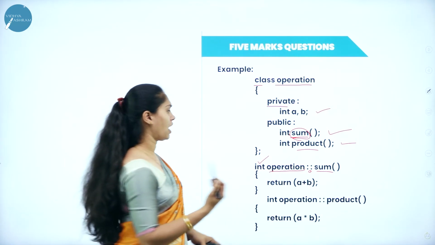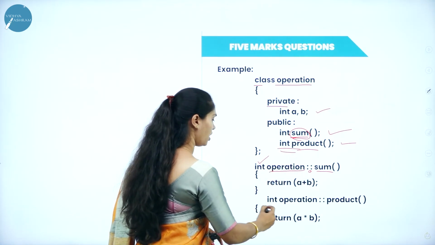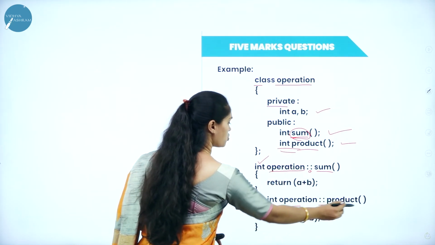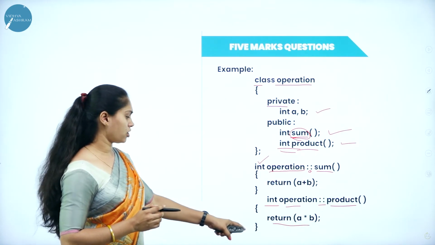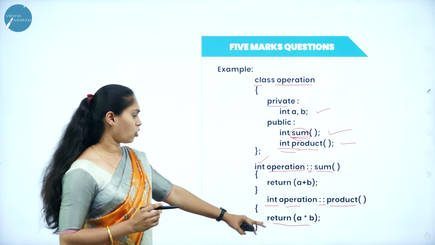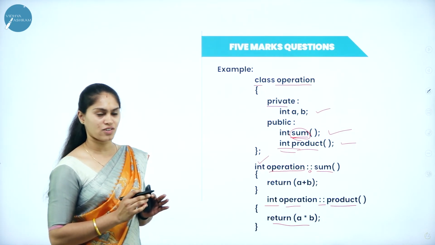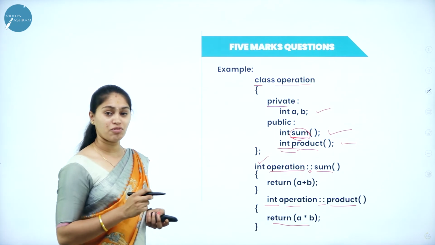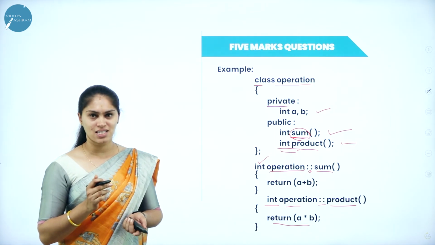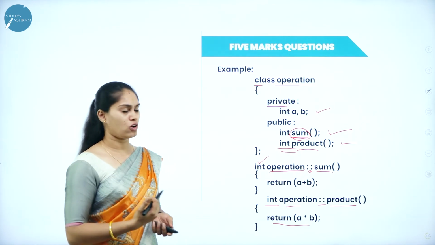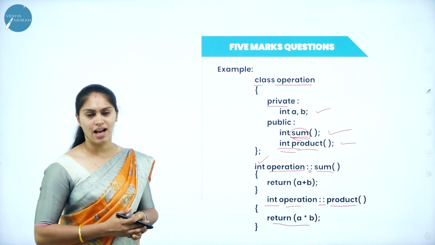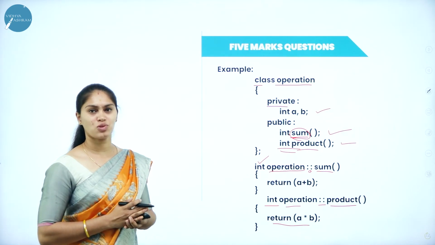In the same way, we do the same thing for product: int operation scope resolution product. How do we find the product? a into b. Then we close the scope of this product member function. This is how we define the member function outside a class definition. Whatever characteristics you have written for a member function can also be written for this answer. This is how we are supposed to answer.